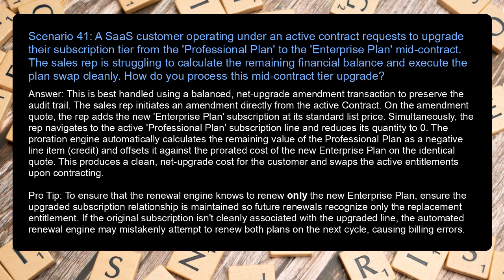Pro tip: to ensure that the renewal engine knows to renew only the new enterprise plan, ensure the upgraded subscription relationship is maintained so future renewals recognize only the replacement entitlement. If the original subscription is not cleanly associated with the upgraded line, the automated renewal engine may mistakenly attempt to renew both plans on the next cycle, causing billing errors.